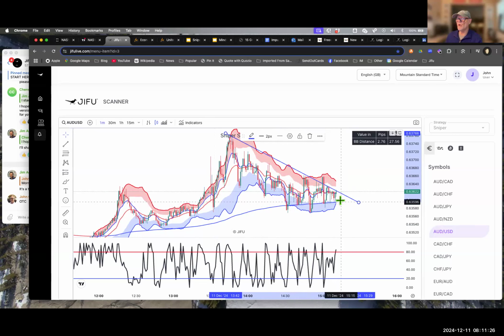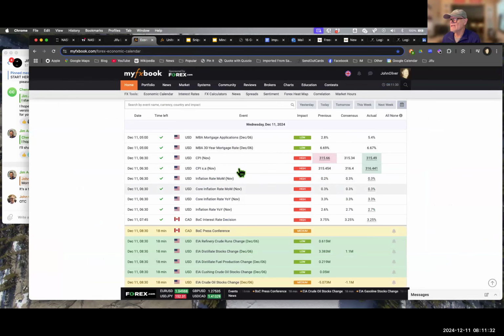There was big news this morning at 6:30. So if you were looking at the economic calendar, here is your 6:30 news. This is Mountain Time. This is myfxbook.com. You can go to forexfactory.com. That's the one that Jim uses, and it will show you your red folder news.